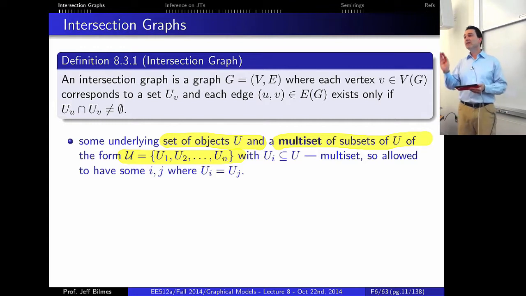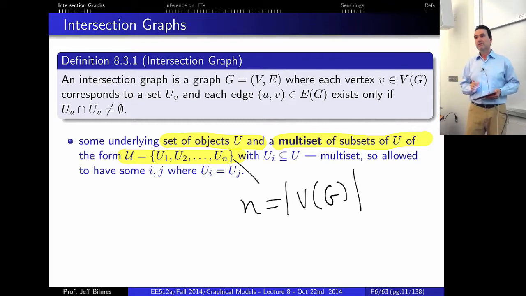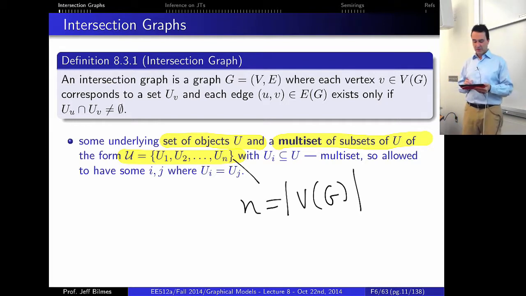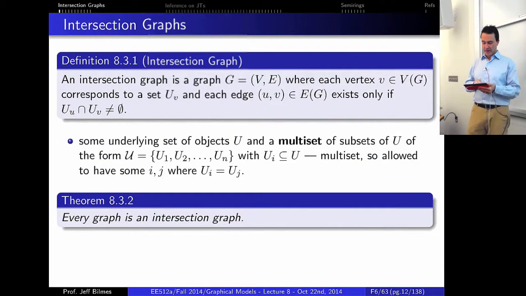And there's n such subsets, where n, remember, is equal to the size of the original vertex set of the graph, G. So n is the number of original graph vertices, and we have that many subsets, U sub 1 through U sub n. Each one is a subset, and it's a multi-set. Basically, it means that we might actually have two sets, U sub i and U sub j, being identical. That's fine.